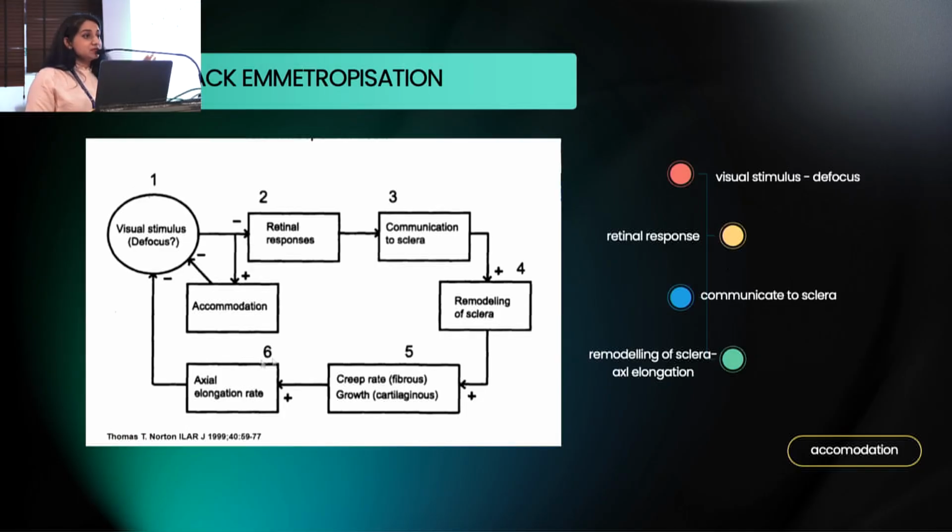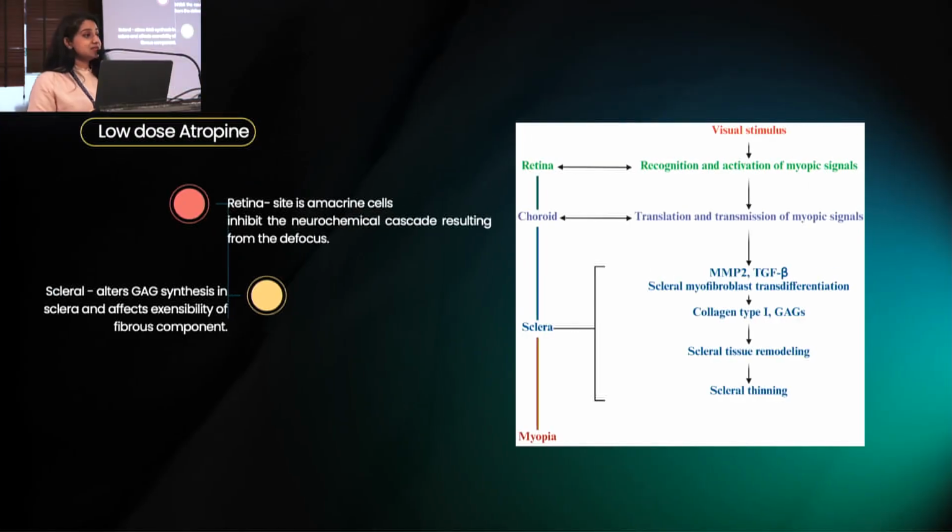So when there is a visual stimulus of defocus, it can be myopic or hyperopic, but in myopic cases, it is hyperopic defocus. It produces a retinal response, and that leads to communication to the sclera, triggering a remodeling of the sclera, which affects axial length elongation. A similar action is seen when there's an accommodation lag. It produces a hyperopic defocus as well. So that's the first one, and that is where the role of low-dose atropine comes into being.